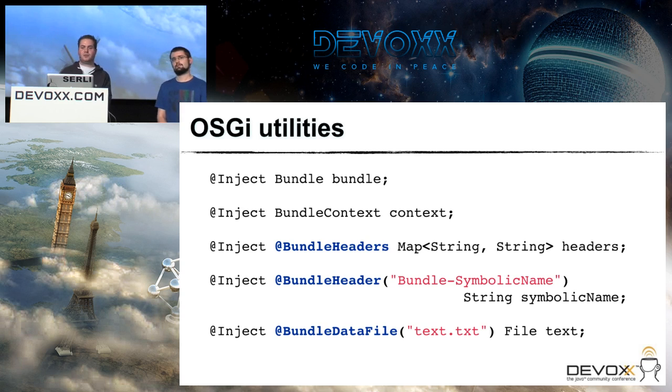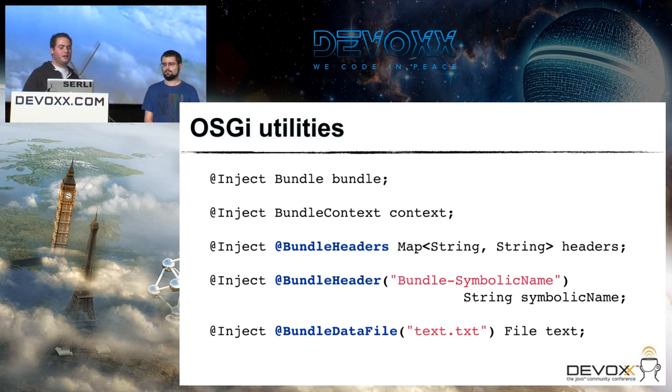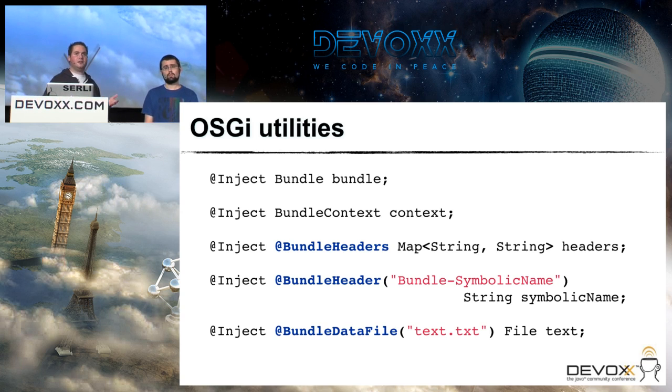We also introduce some utility injection if you have to deal with the old OSGi API. So you can inject the current bundle. If you have, let's say, a library that uses a pure OSGi API, then you can feed it with the bundle or the bundle context. The bundle context is the API to deal with services with pure OSGi.